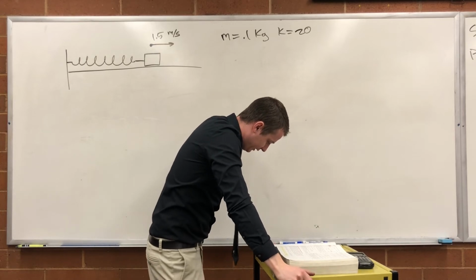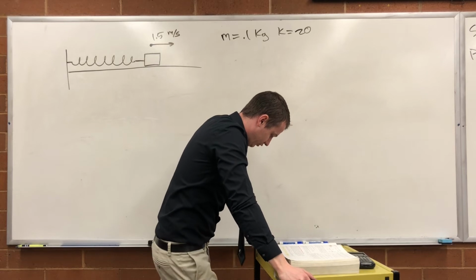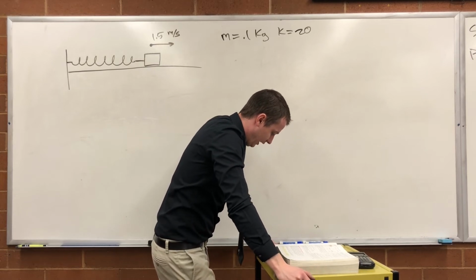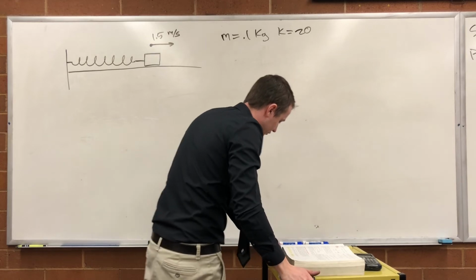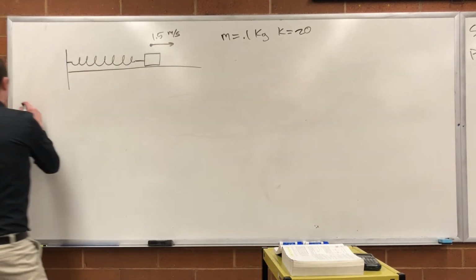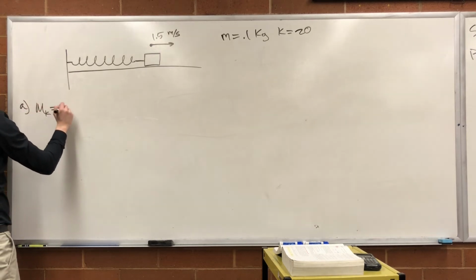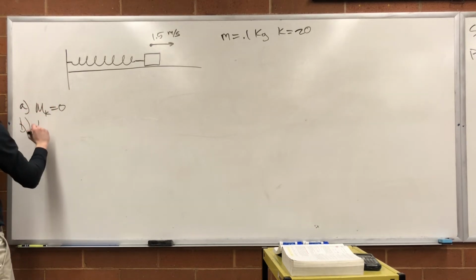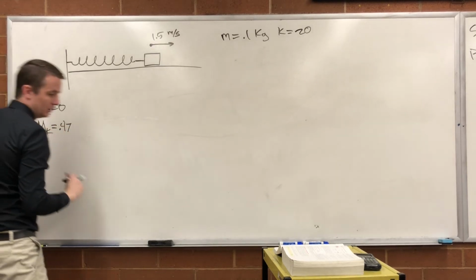Find the maximum distance d the glider moves to the right if the air track is turned on so that there's no friction, and if the air track is turned off so there is kinetic friction, mu sub k equal to whatever. So we're going to do it in case a where mu sub k is equal to 0, no friction, and case b where mu sub k is about 24/7.